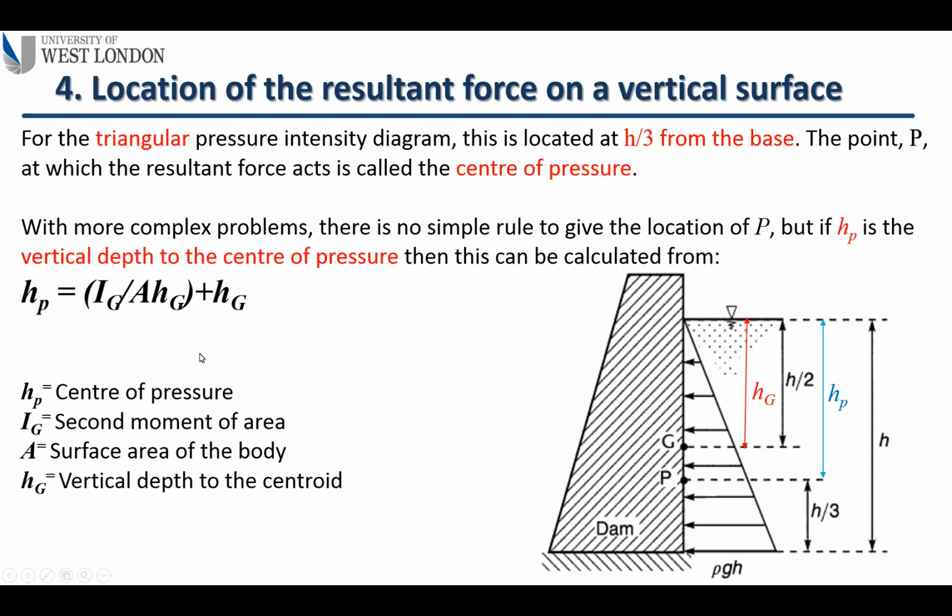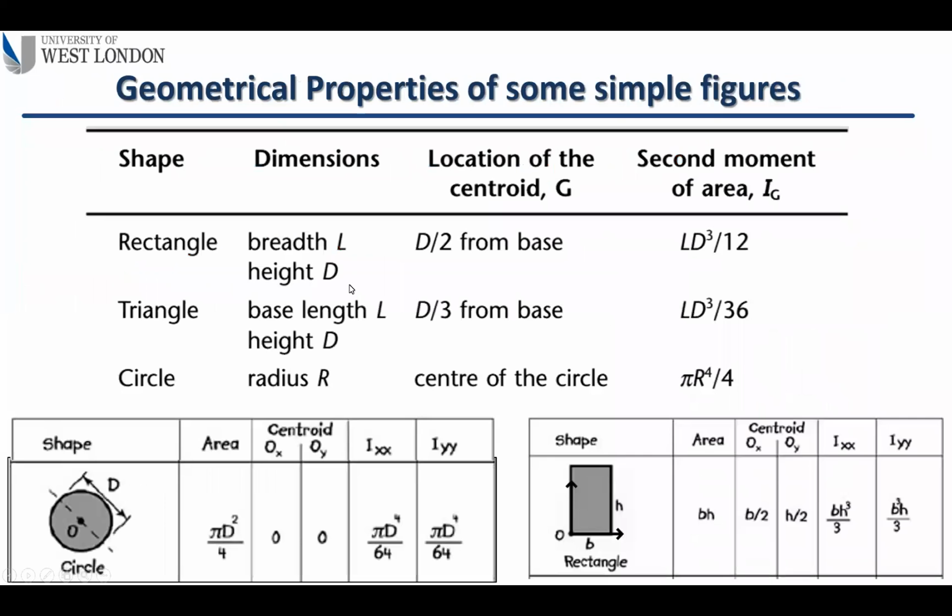It's a very simple formula, but it's very practical that we just need to memorize. So the question here is, what is the second moment of area? If you remember from previous modules in structural mechanics and other modules that you had in the past, we can use a lookup table to calculate the geometrical properties of some simple figures, which you can see in here. For example, for a rectangle with width L, height D, the location of the centroid is at D over 2, and the second moment of area, for example, vertically, can be calculated as L times D cubed over 12.